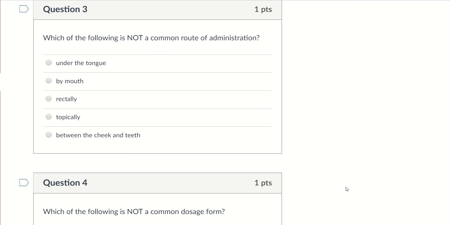Number 3, which of the following is not a common route of administration? Under the tongue, yeah, that's a common route. We put tablets under the tongue. By mouth, things meant to be swallowed. Rectally, yes. Topically, things between the cheek and teeth. So this should be for us when we decipher between the cheek and gums, right? So the buccal pocket.